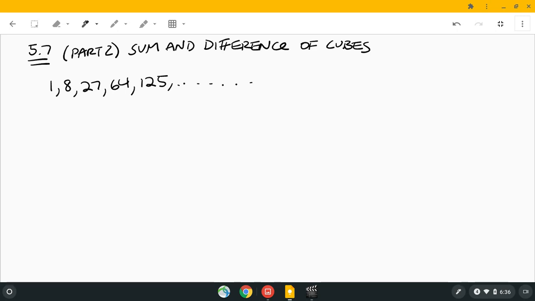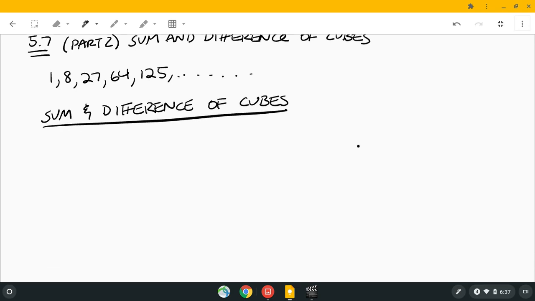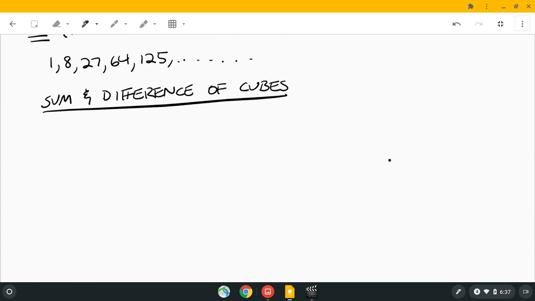All right, let's take a look here. So we have the sum and the difference of cubes. And just like the difference of squares, we have formulas for factoring. So just like squares, you first identify what is being cubed, and then you can factor it. I would highly recommend that you spend more time to really master this one.